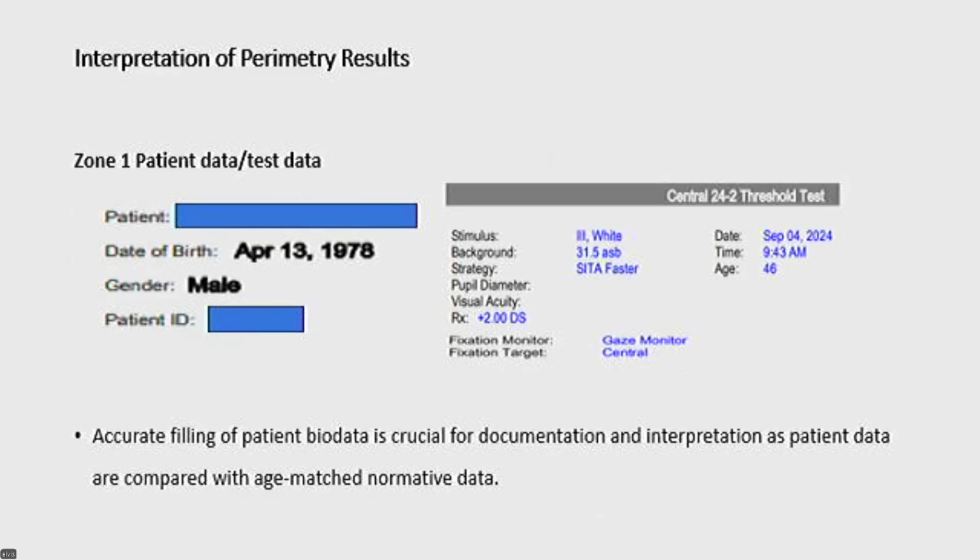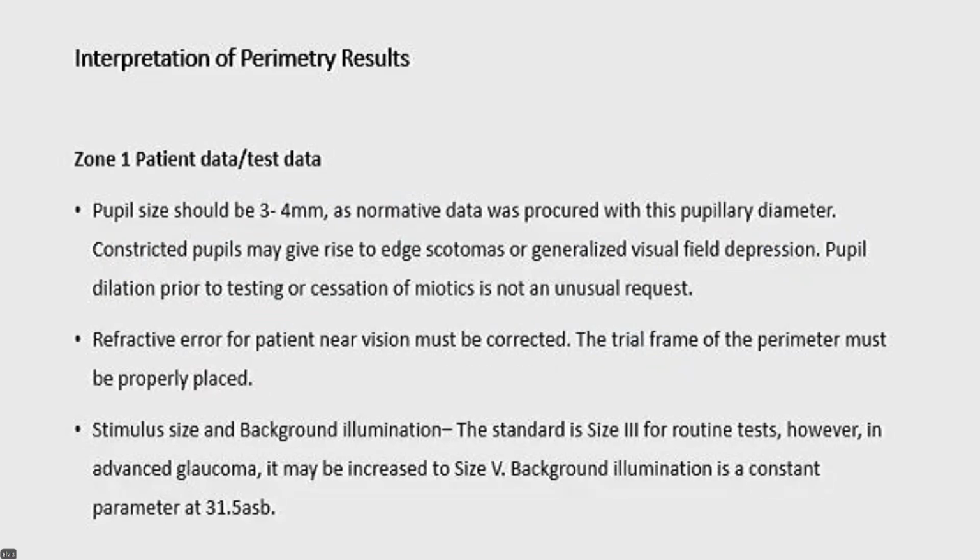It's important to adequately fill in the patient data by the perimetrist. It's also very important to fill in the tests that are being done. Adequate and correct filling of patient data is important for documentation, as interpretation of patient data is age-matched to the normative data on the machine. Pupil size is important.